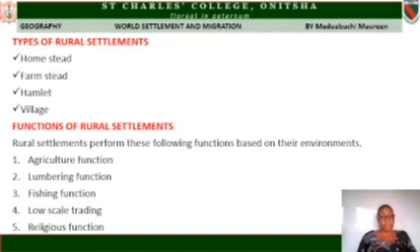Agricultural functions. These are done by people that have vast land so that they can cultivate. Two, lumbering. Forest areas engage in lumbering, cutting down of trees and sawing them into planks. Three, fishing function. Riverine areas engage in fishing. Four, low-scale trading, that is buying and selling on a low key. Five, religious functions like New Year festivals and other cultural activities are done in the rural areas.